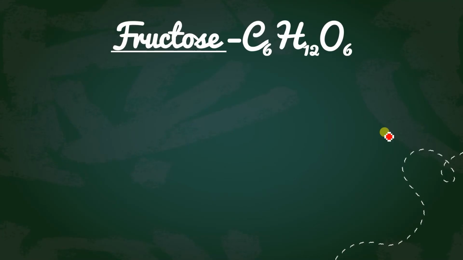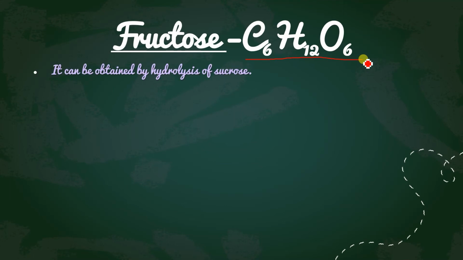Now the next is fructose. Fructose has also the same formula, C6H12O6. But what is the basic difference? Can you tell me? Yes, it has a ketone functional group, but in glucose there was an aldehyde as the functional group. Fructose can be obtained by hydrolysis of sucrose. We have learned in the first phase that sucrose on hydrolysis gives 1 mole of glucose and 1 mole of fructose.